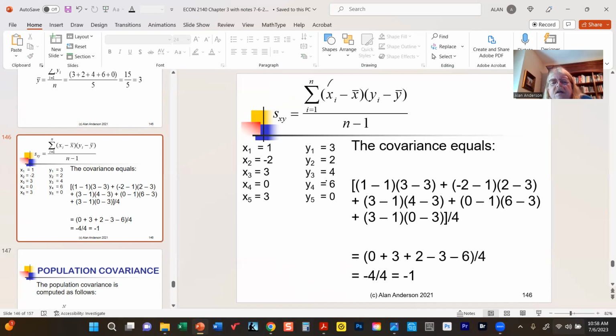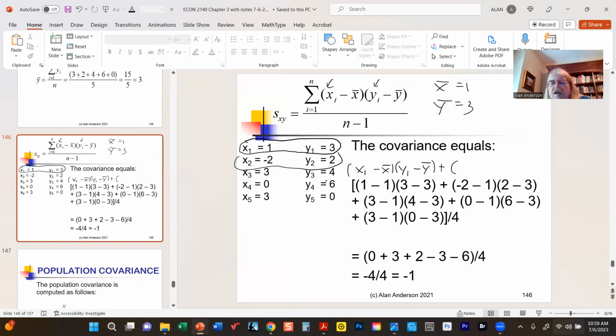They're telling you to go through the entire list of X's and Y's one at a time, and in each case, subtract the respective X bar and Y bar. In other words, we'll start here. Here's X1, here's X bar. Here's Y1, and here's Y bar. And then we do it again. We go to the next row. X2 is -2, X bar is 1, Y2 is 2. And then we continue with the entire list.